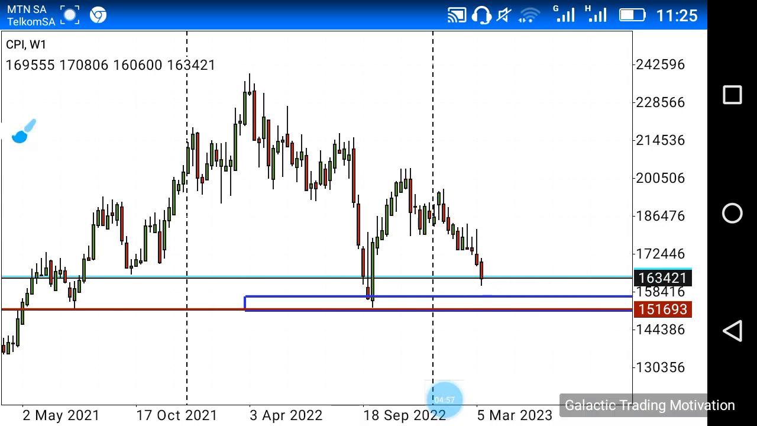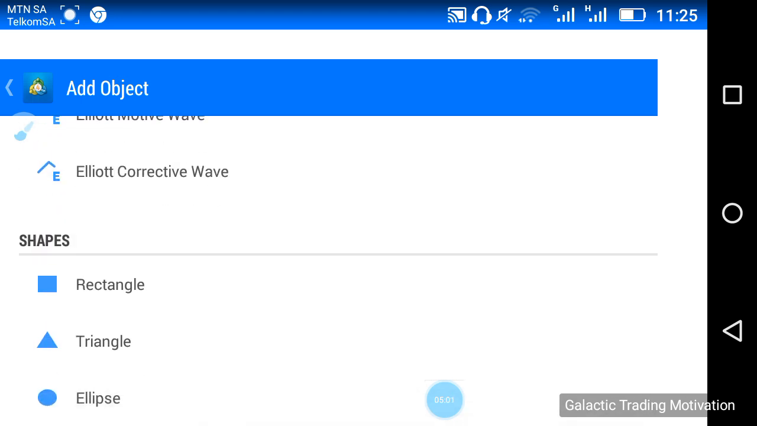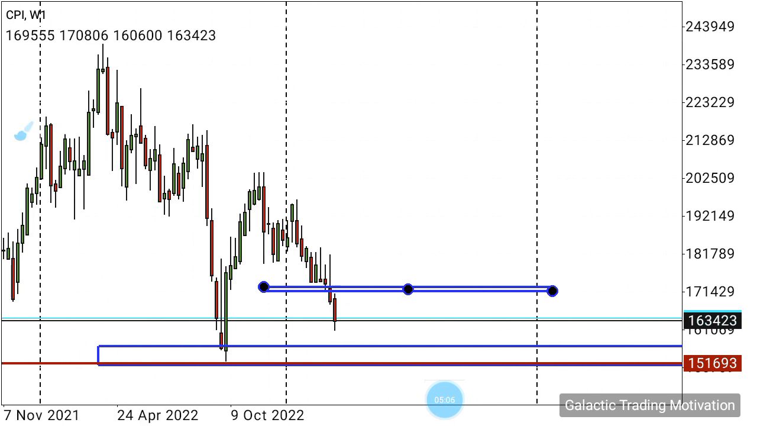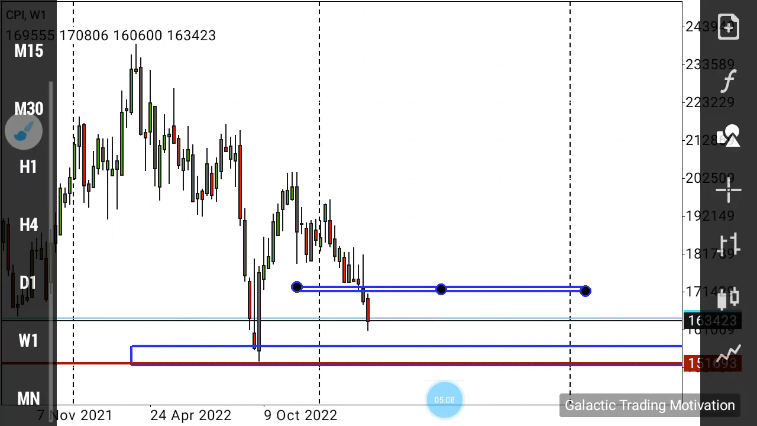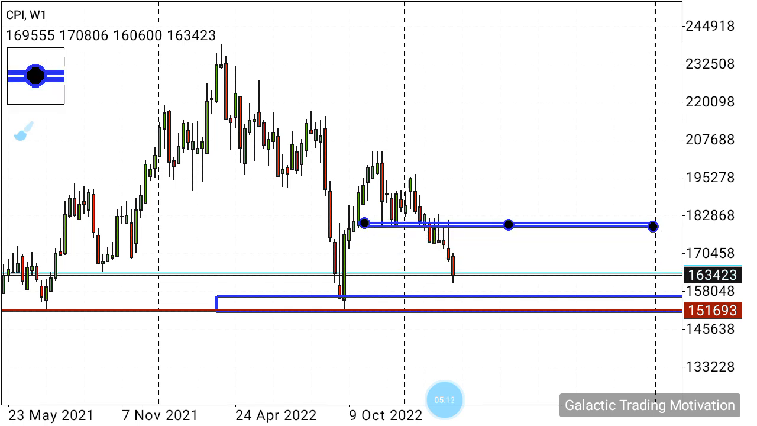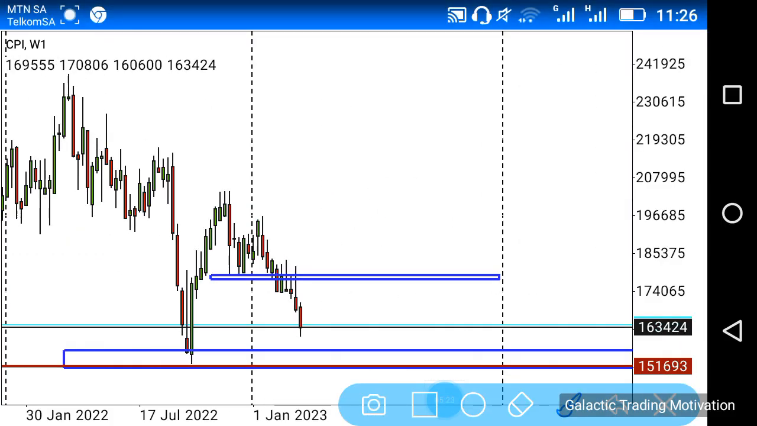In fact, before I continue, let me just add the neckline of that smaller M structure because it's also very much important. And just remember, guys, that necklines are areas and not so much actual lines. So there we go. We could say that more or less that is the neckline of that overextended M structure. There we go, right.